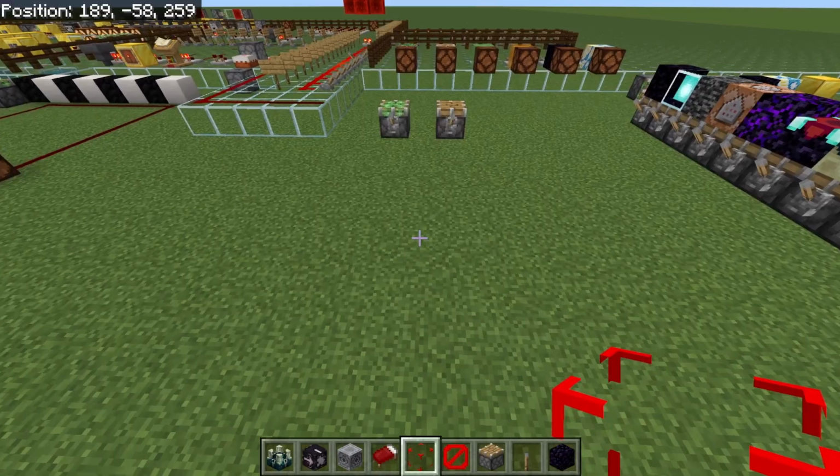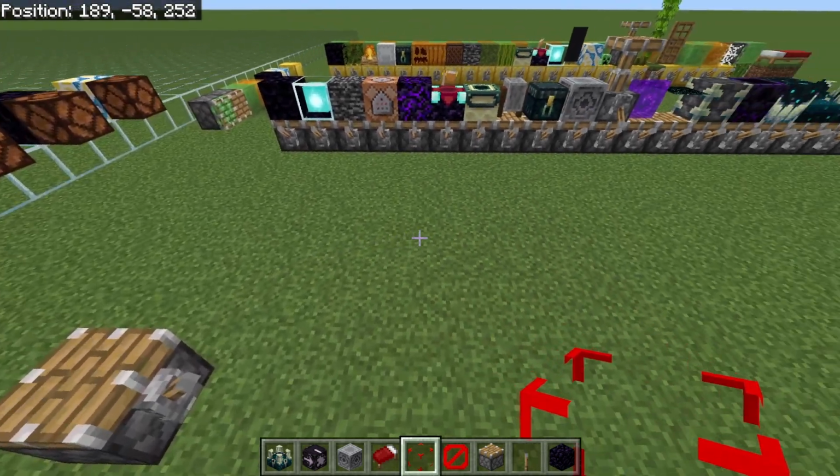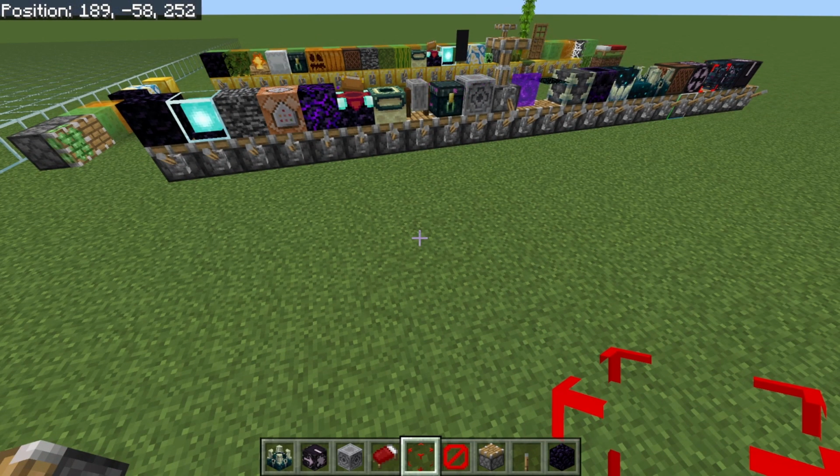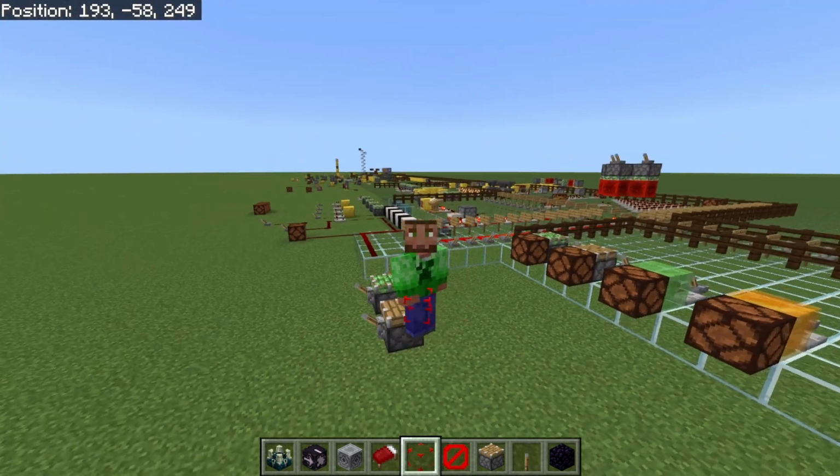Before we get started talking about all of the things that the pistons can do, let's talk about some of the things that they can't first. In front of me here inside of the first row is going to be all of the immovable blocks. Well, I say all of them, but I'm sure I probably missed one or two.